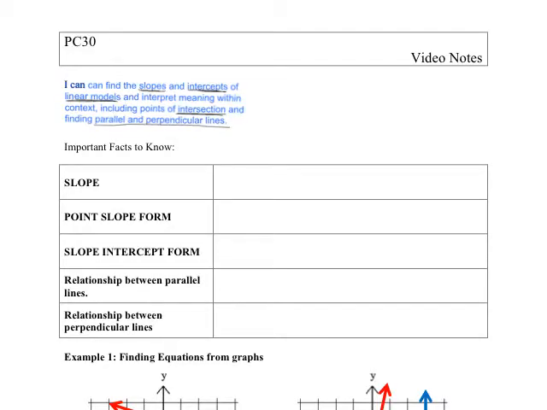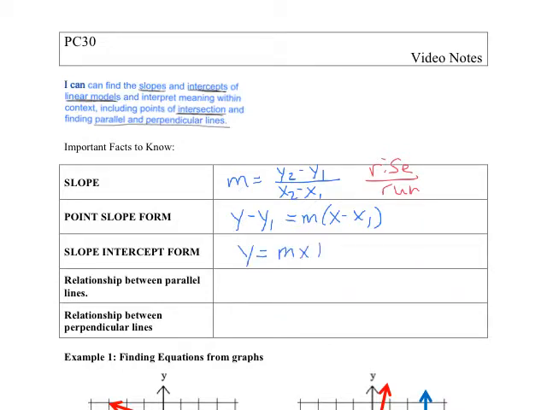Alright, so as we learned in the previous skill, the equation for slope is the change in y values over the change in x values. Or if you want to think of that, rise over run, you can do that as well. We also learned in the previous video that the point slope form is y minus y1 equals m times x minus x1. So if you're given your slope and you're given a point, then you can fill that out. And then the slope-intercept form is y equals mx plus b.